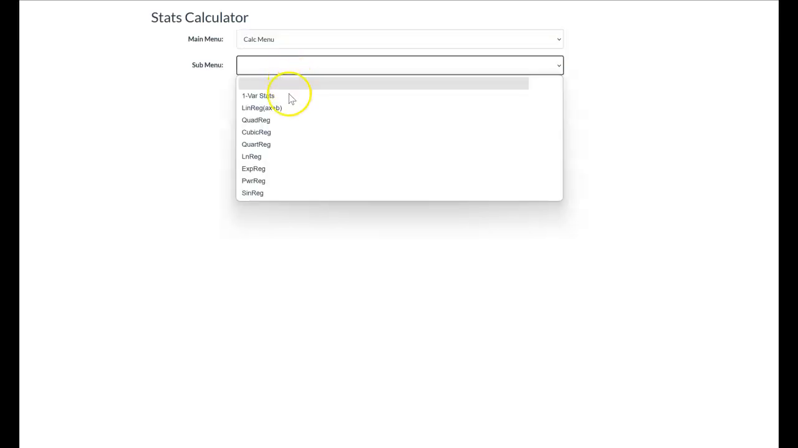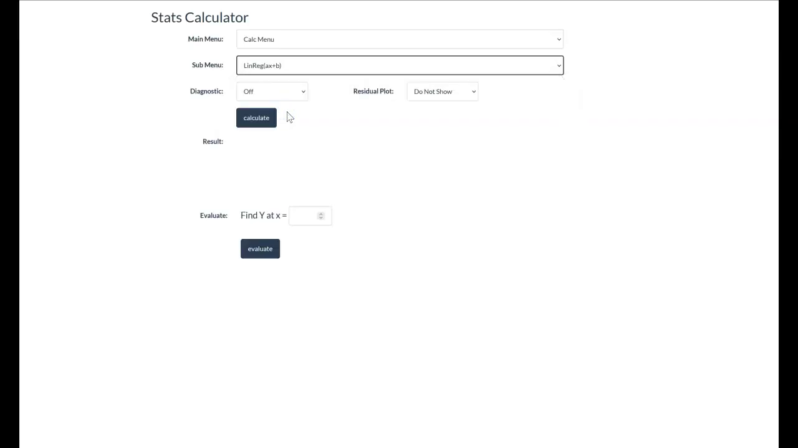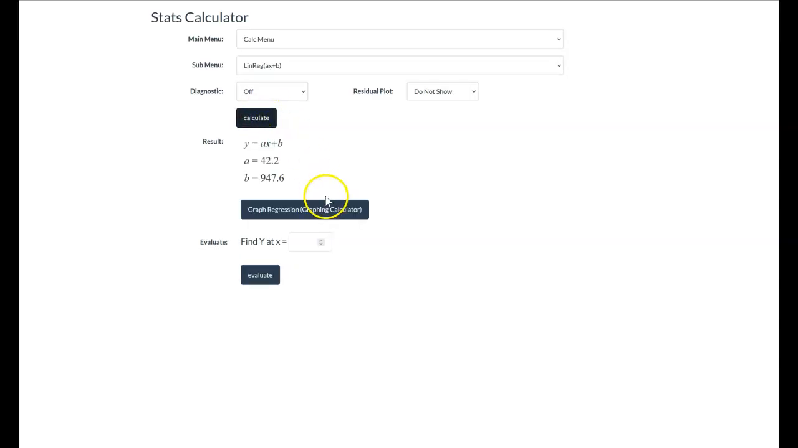Next we're going to go to linear regression, and then we're going to hit calculate. So it gives us y equals ax plus b. It gives us the coefficients here. It gives 42.2, which goes in front of x, and 947.6, which is our b here.